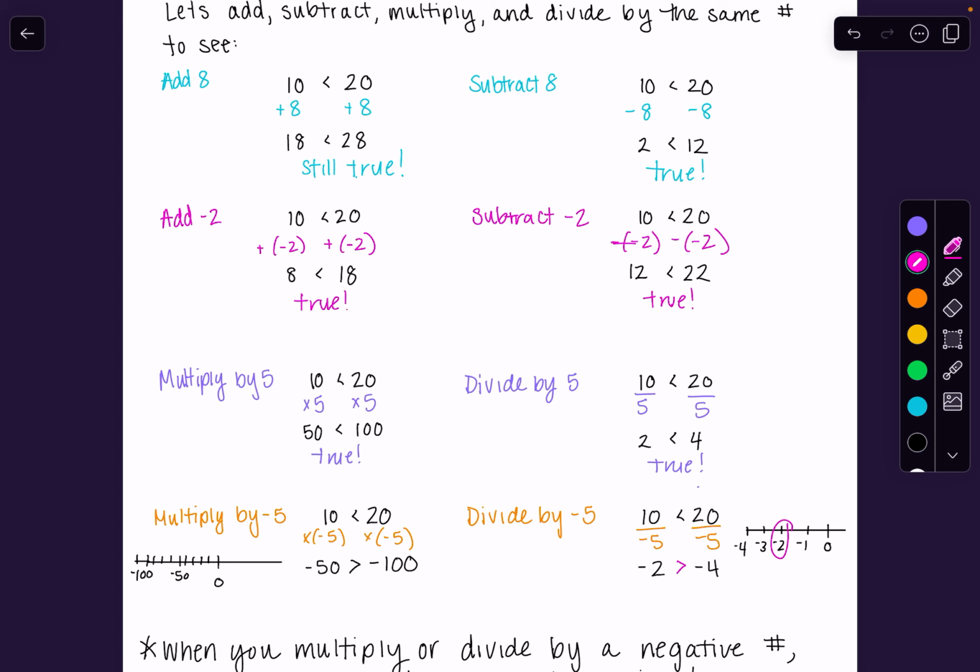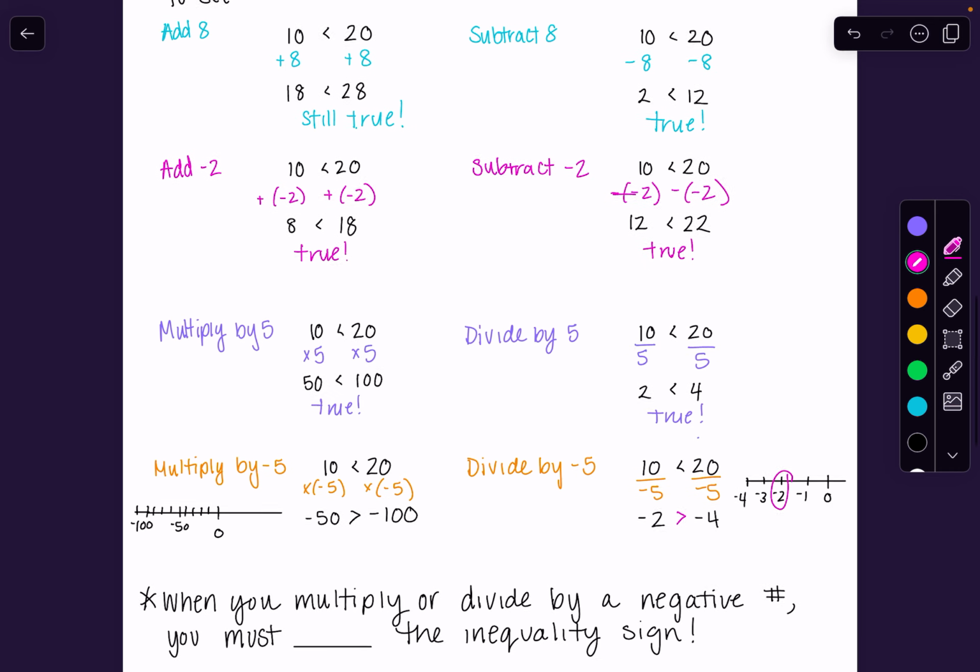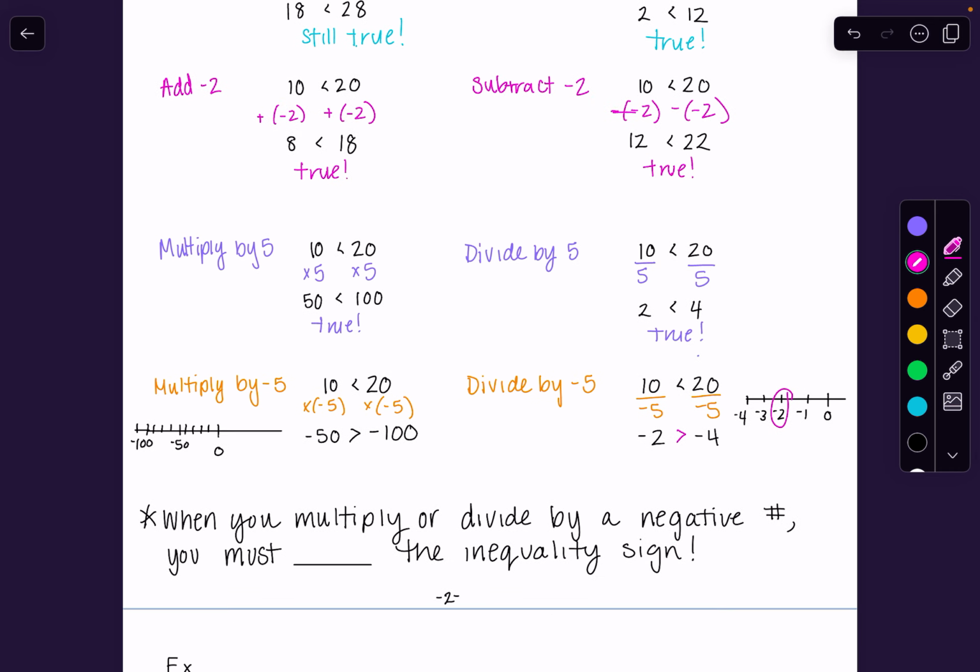So actually the same rules are going to apply. You can always add, subtract, multiply, or divide by any non-zero number. But when you multiply or divide by a negative number, you must flip the inequality sign. Because in both of these cases, to end up with something that is a true statement, I had to switch which one it was facing towards. Because again, remember, the alligator always wants the bigger of the meals.